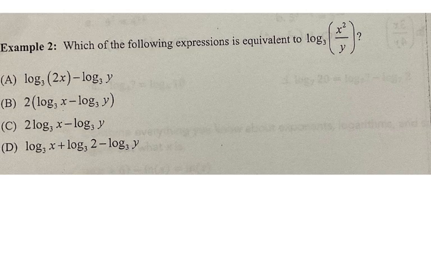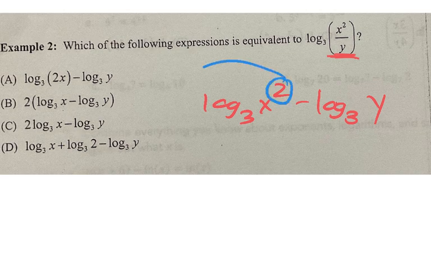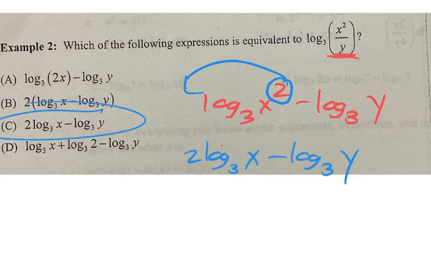So first thing I would do, I have division of the argument, which means I could rewrite that as subtraction of 2 logarithms. So this is log base 3 of x squared minus log base 3 of y. Is that an option? No. It's not a choice. So the next thing I would do is get rid of this exponent of the argument as multiplication of the log. 2 log base 3 of x minus log base 3 of y. Is that an option? Yes, that's z.